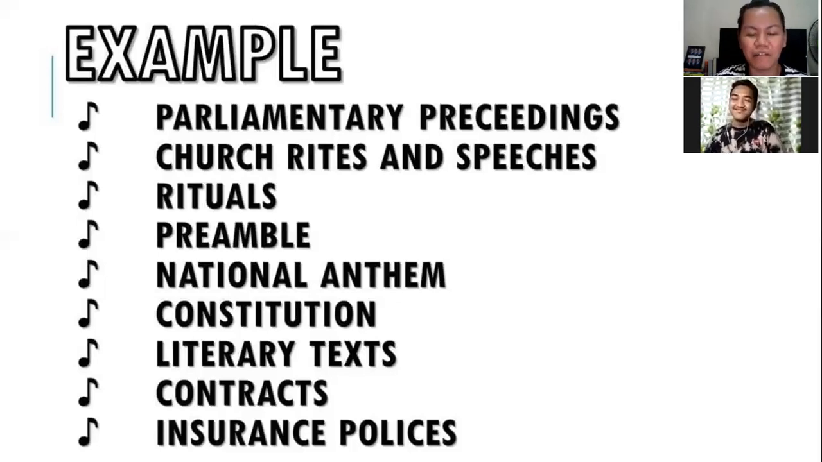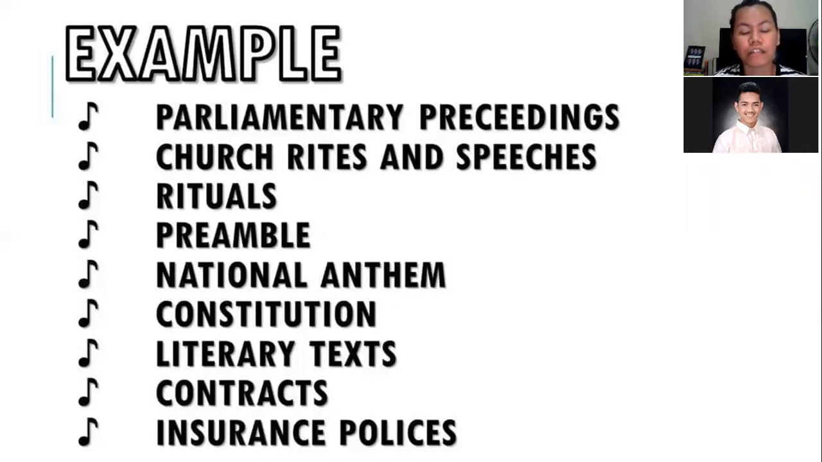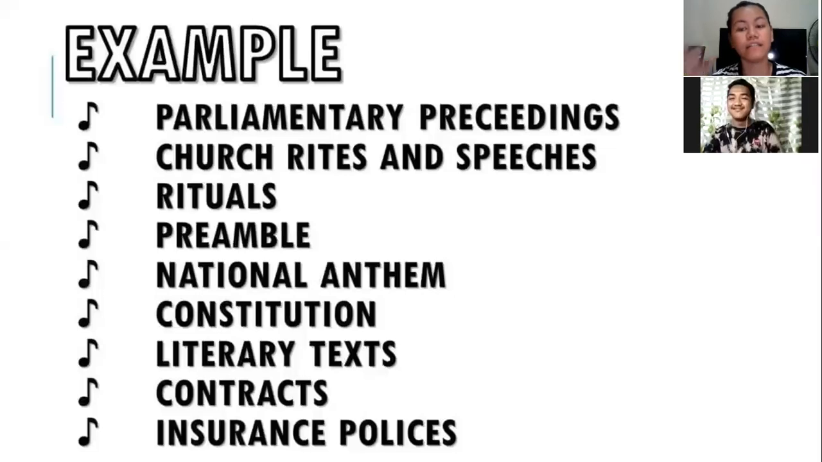Okay, so those are the speech styles. We got number 1, intimate. Number 2, casual. 3, consultative. Then formal. Then frozen. So we got 5. And under those, we got different terms pa. Okay, like slangs, jargons, and dialects.